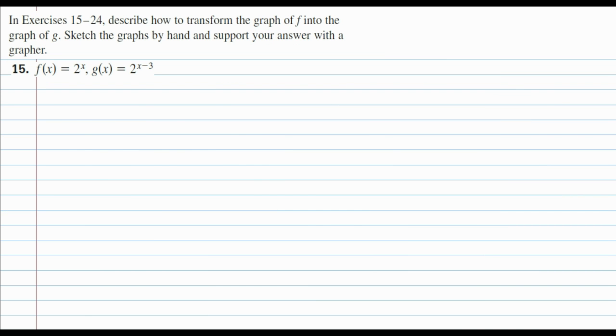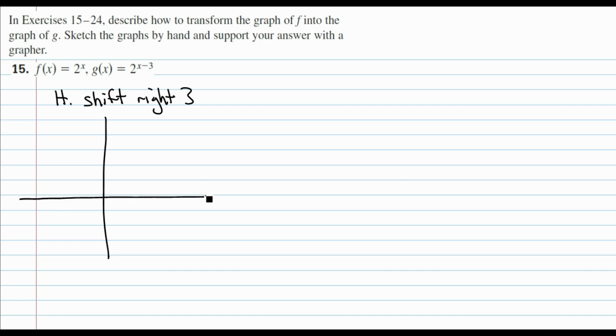The now try problem is example 15. Describe how to transform the graph of f into the graph of g. Sketch the graphs by hand, and of course support your answer with the grapher. So if f of x equals 2 to the x, the same function we were dealing with in the example, g of x is 2 to the x minus 3. So since the minus 3 is affecting the input variable, that is going to be a horizontal shift right 3.